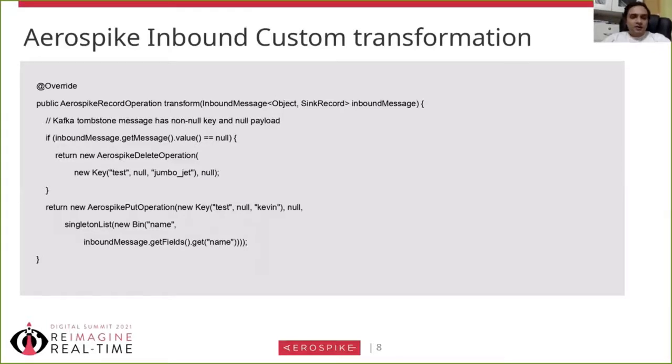In this particular example, what we are doing is detecting Kafka tombstone messages and converting them to Aerospike delete operations. Messages which are not tombstone messages get converted to simple put or update operations on the corresponding Aerospike record.